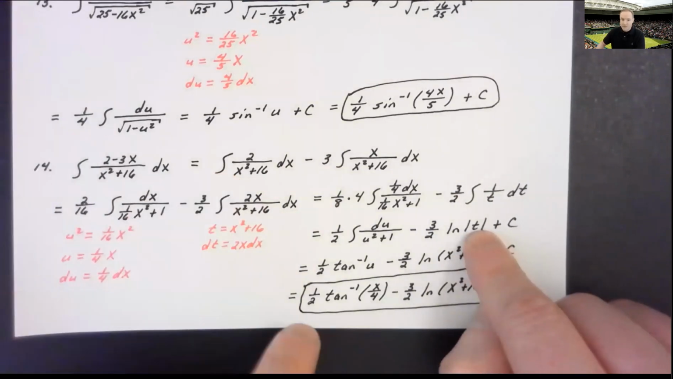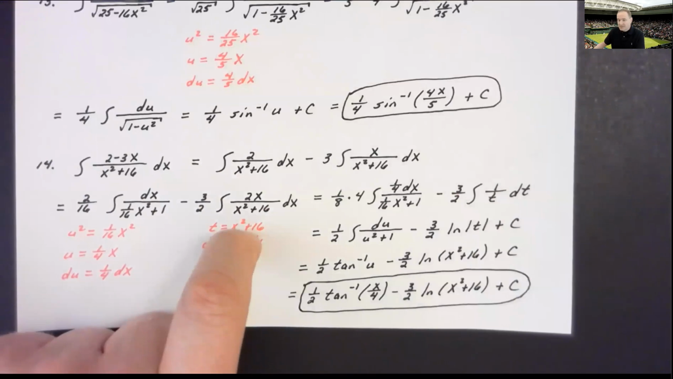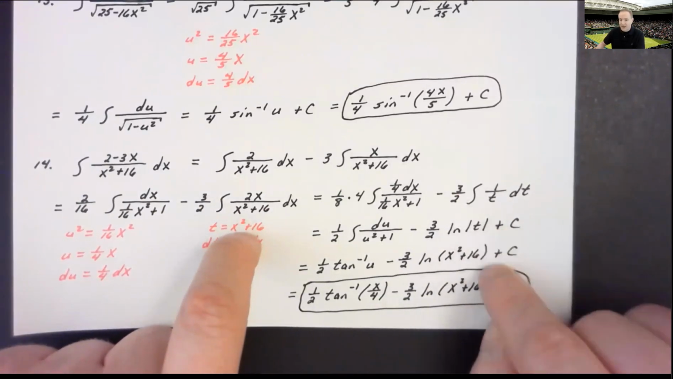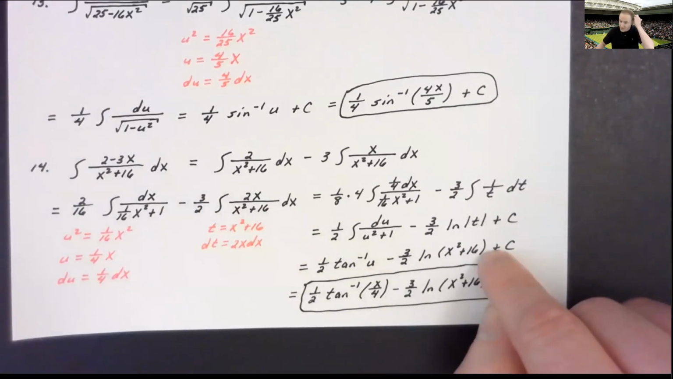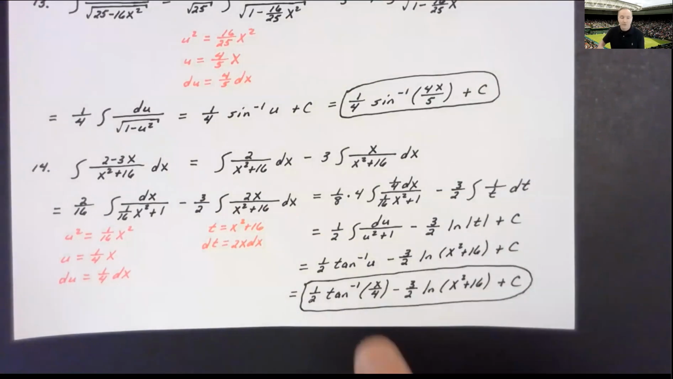When I substitute back in, I know t is x squared plus 16. Since x squared plus 16 is guaranteed to be positive, I just was saying here, I don't need the absolute value. There's no point in it. And I got to my final answer of 1/2 inverse tangent of x over 4 minus 3 over 2 natural log of x squared plus 16 plus your constant of integration.